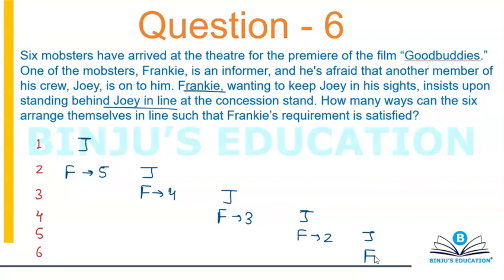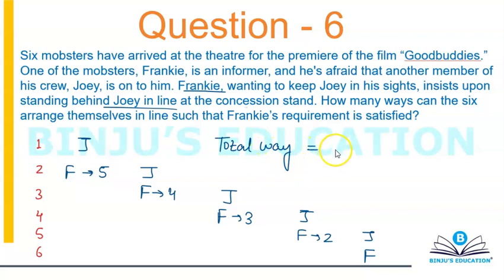Now apart from this, there is no other condition on the remaining crew members, so all 4 of them can be arranged in any manner possible, which means those 4 people can be arranged in 4 factorial ways, because we have 4 positions, we have 4 people, so we can simply arrange them in 4 factorial ways.